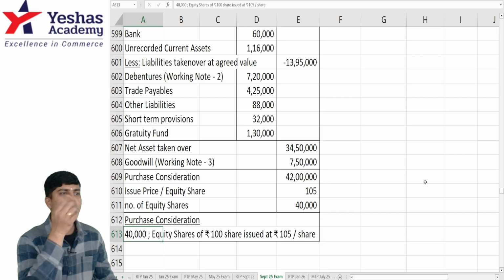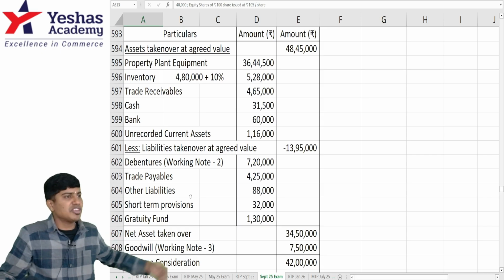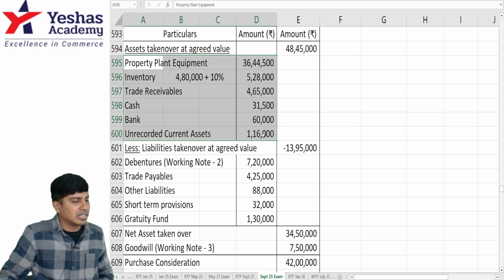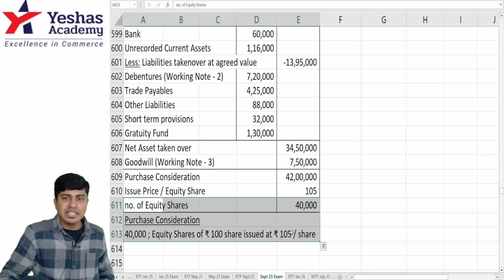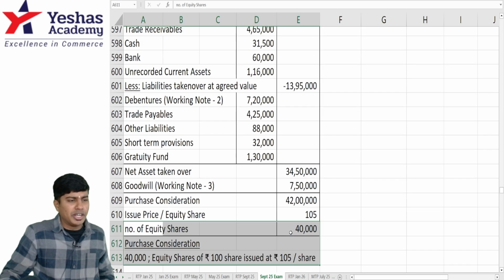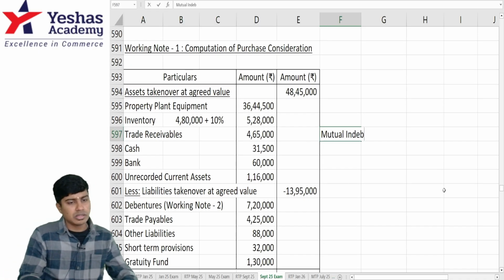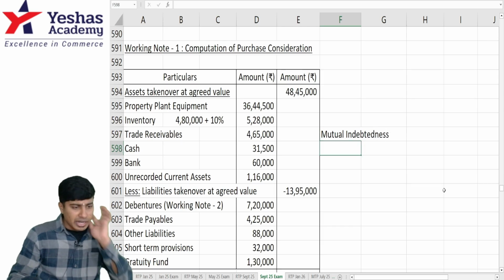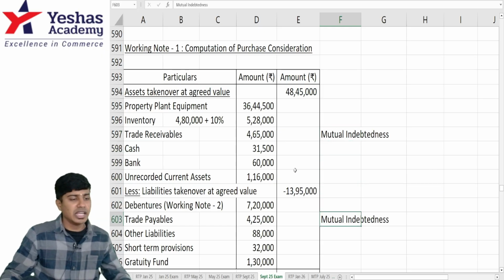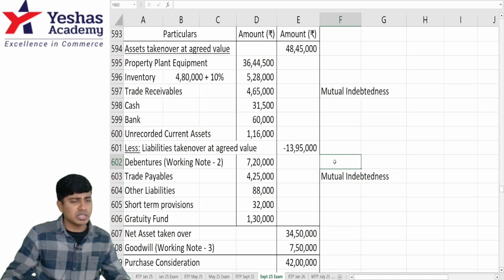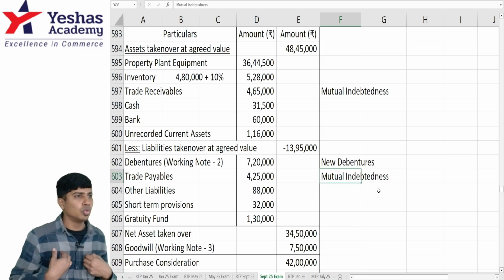We've done PC. All that we need to do now is the balance sheet. To do the balance sheet, we just need to look at this PC table. This itself is the balance sheet. This much is asset. This much is liability. This becomes share capital, and in this only securities premium is there. Only point to note is that with our trade receivables, mutual indebtedness is there. And with trade payables also, mutual indebtedness has to be adjusted. And debentures, we will not write their debentures, we will issue new debentures. New debentures will be issued in our company, Blue, and that's what we'll write.